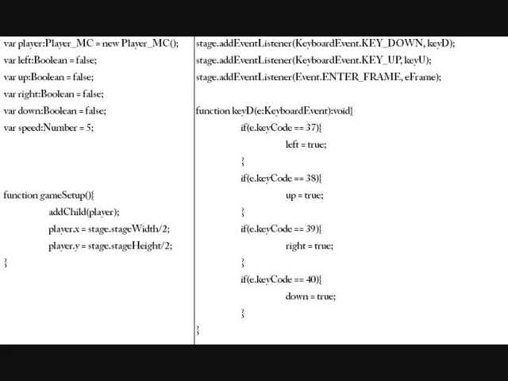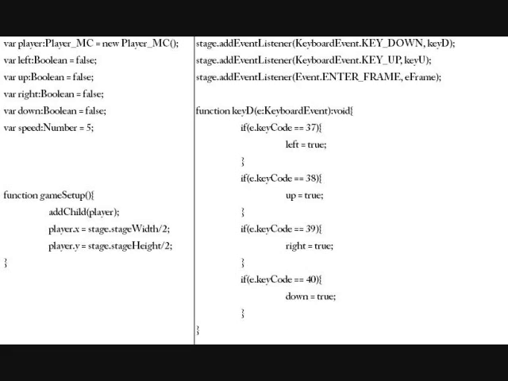So now we're going to create a function named GameSetup, and to add the movie clip that we created, we're going to type addChild, and then inside the parentheses, player, or our variable for our character. And then to center it on the stage, we'll just type player.x equals stage.stageWidth divided by 2. And again, for the y, player.y equals stage.stageHeight divided by 2. And close the statement.